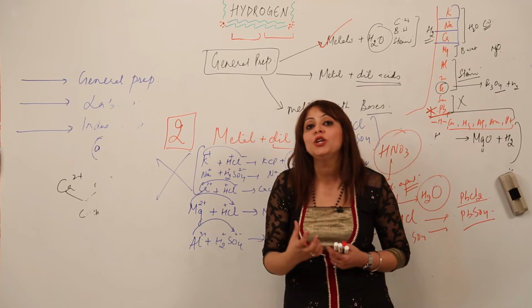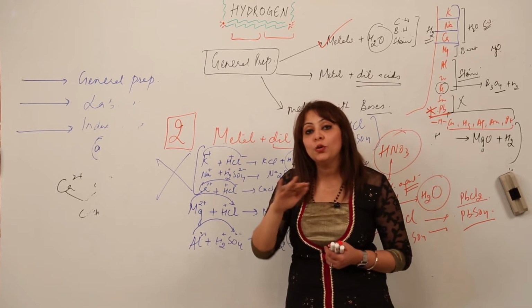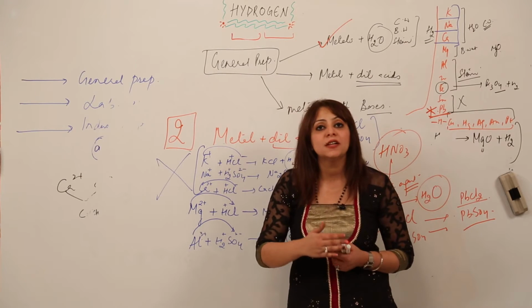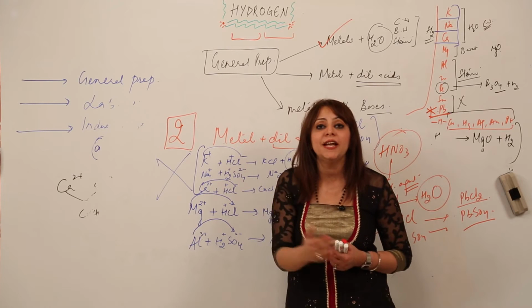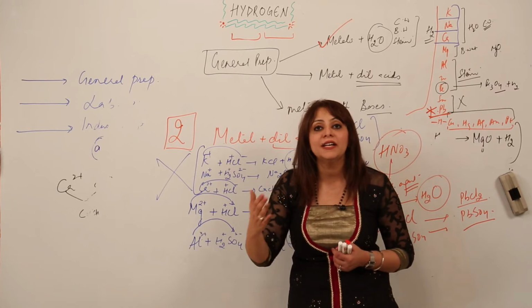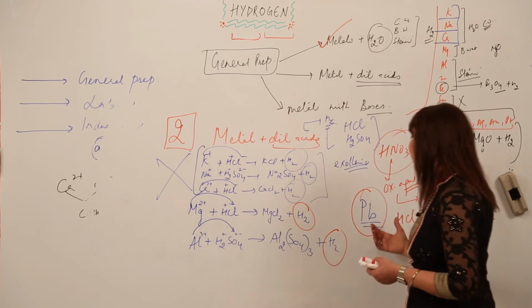That means that we cannot use lead, because in lead only the surface is reacting, and after that it just forms a layer which does not allow the lead from reacting. So that means most of the lead remained unreacted. So that means the lead cannot be used.